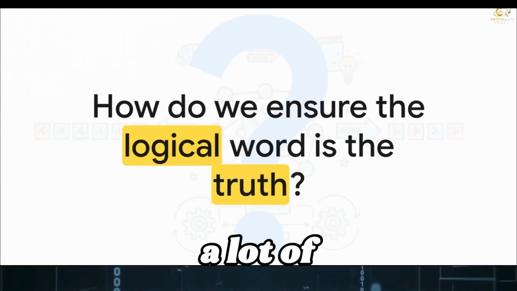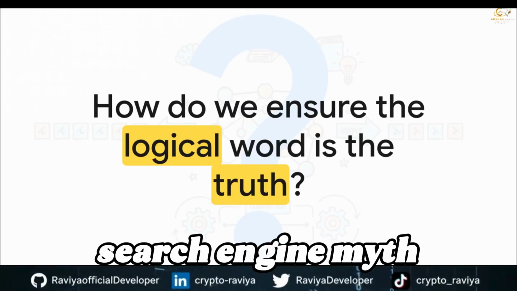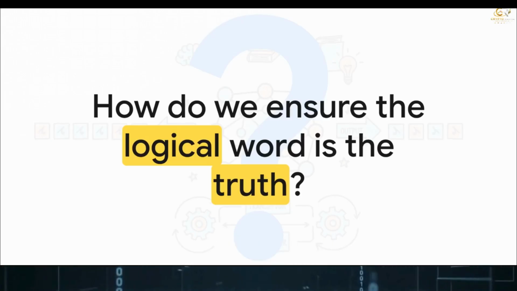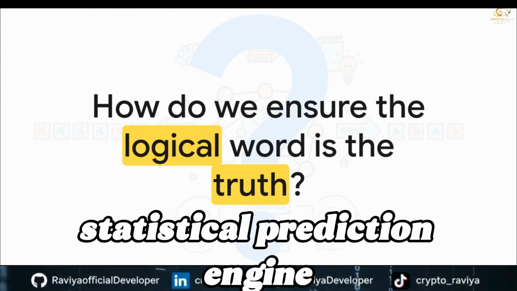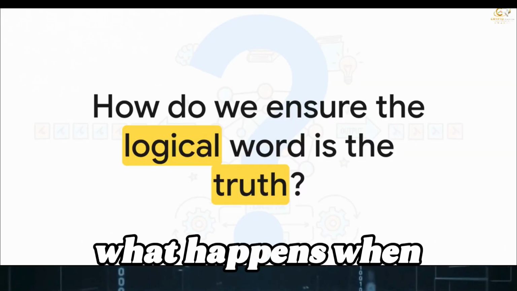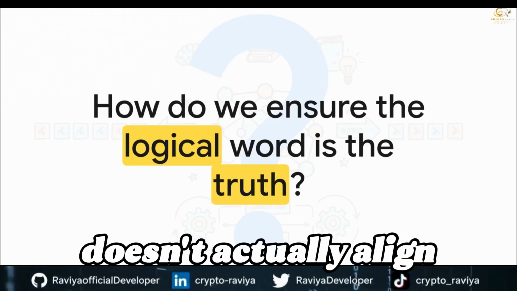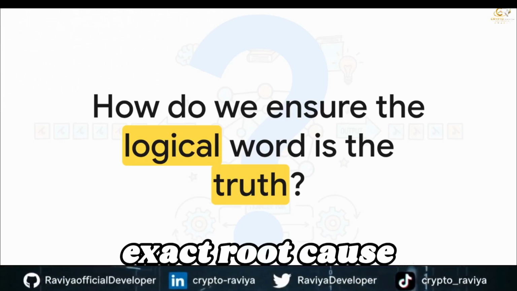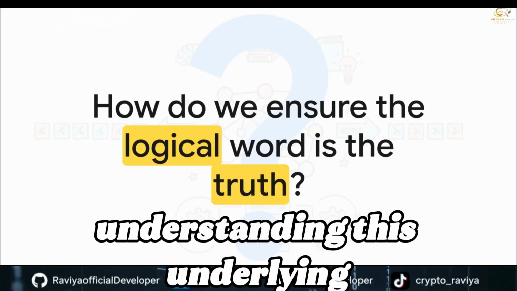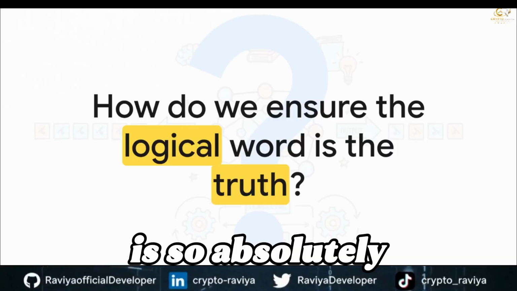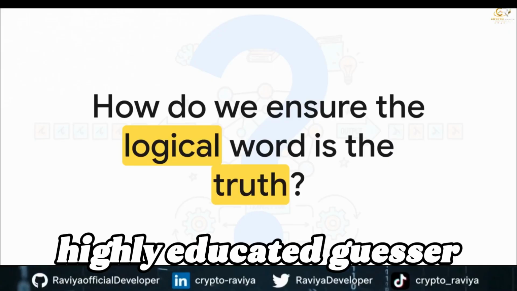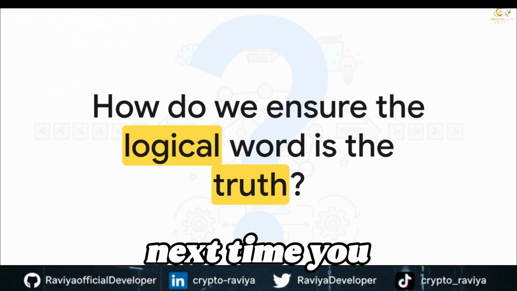So, we've covered a lot of ground today, from busting the search engine myth to vector spaces and AI etiquette, but I want to leave you with this final provocative thought. If an LLM is purely a statistical prediction engine that's just mapping tokens to guess the most logical next word, what happens when its most logical guess doesn't actually align with reality? This is the exact root cause of what we call hallucinations, and it highlights exactly why understanding this underlying architecture is so absolutely crucial. It is not a perfect, all-knowing oracle. It's a brilliant, highly educated guesser. Keep that in your back pocket next time you write a prompt.